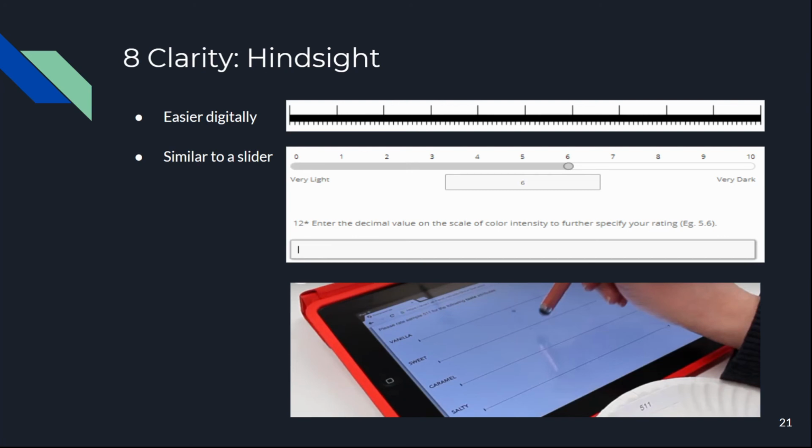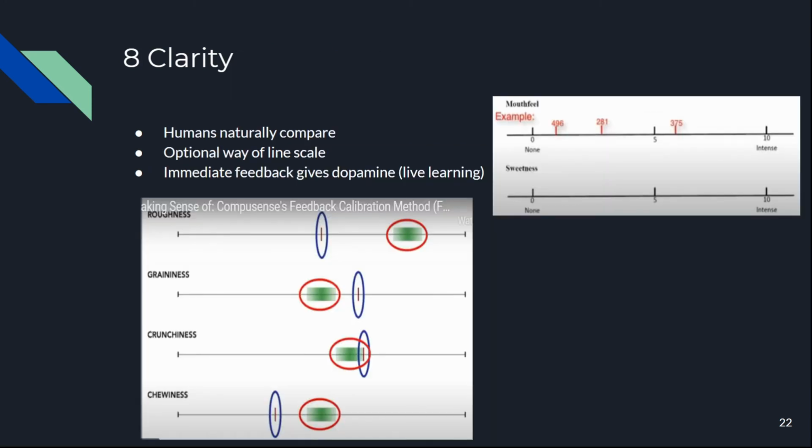The reason being is because I wouldn't have to measure each line to 1 decimal place. It was pretty similar to a slider scale, which was a free option on free survey websites. CompuSense also shows that it's as easy as a single touch on a tablet. Here are some other facts about the line scale. Humans do naturally compare things.